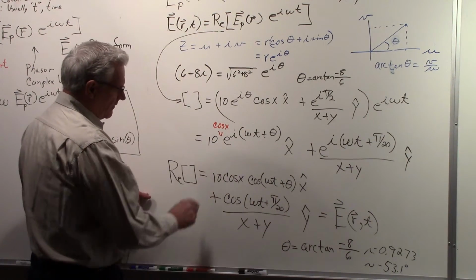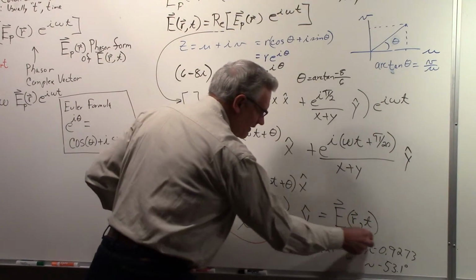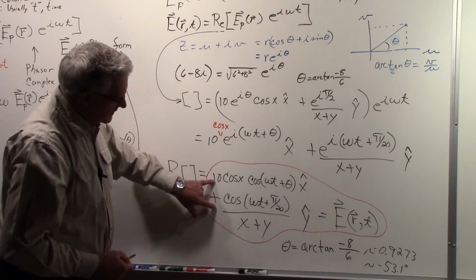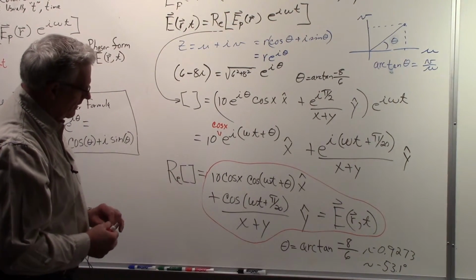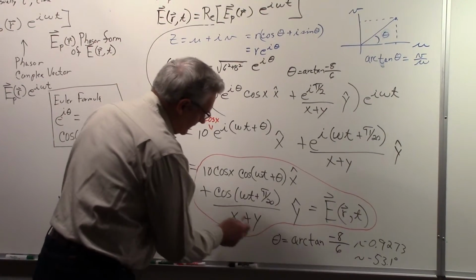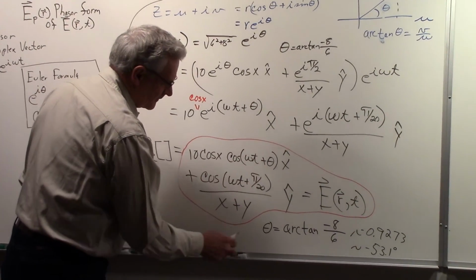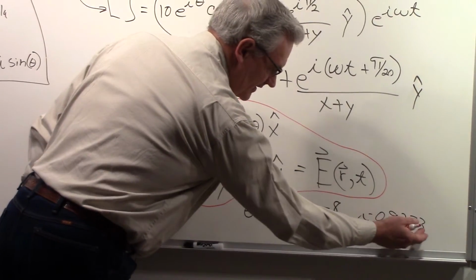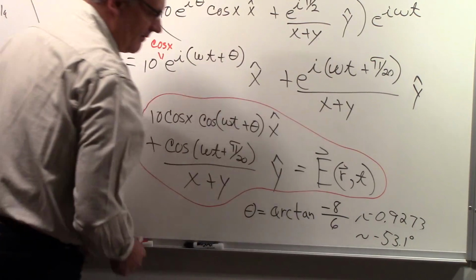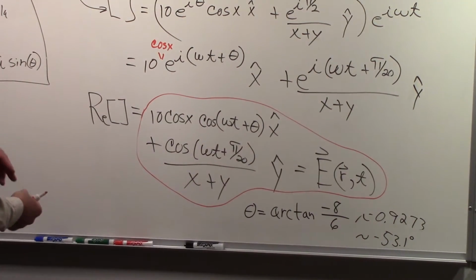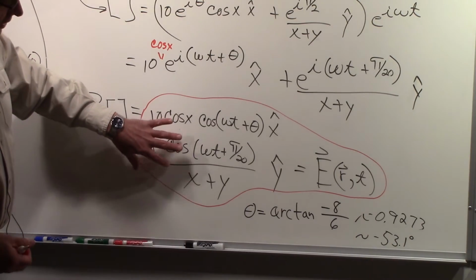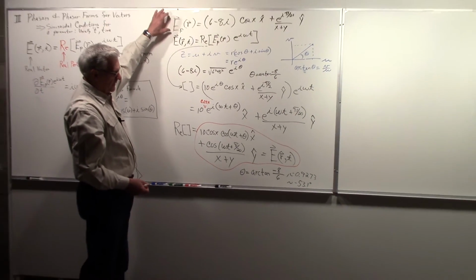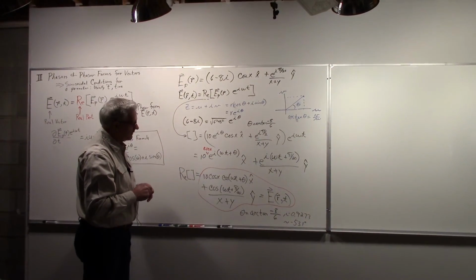And so we found what the real vector is in terms of these quantities, and the theta in this expression here is given by the arctan of minus 8 over 6, which is approximately this many radians, or approximately that many degrees. And what we'll do in part 4, we'll start with this, and we'll try to get back to the phasor form. So we'll see how that's done in part 4.